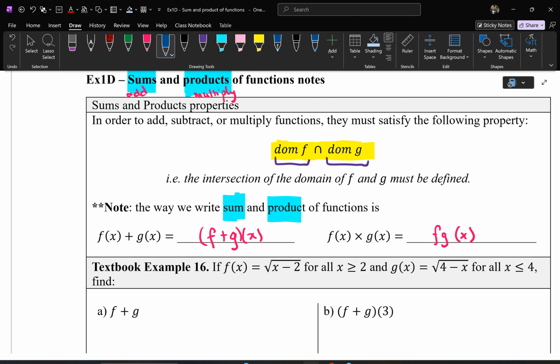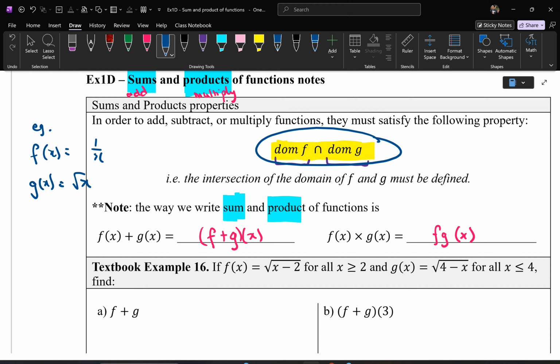Now let's think about the logic. Why must I have this? Well, let's say I gave you f of x equals 1 on x, which is a rectangular hyperbola graph, versus g of x equals root of x. One of the first things you should note is that if I asked you to sketch 1 on x, it has a horizontal and vertical asymptote, so x can't be 0 and y can't be 0. That's a rectangular hyperbola. Then I asked you to sketch root of x, which looks like this, and does include 0.